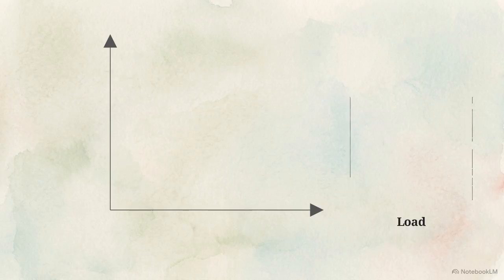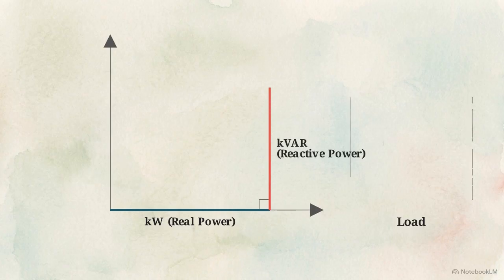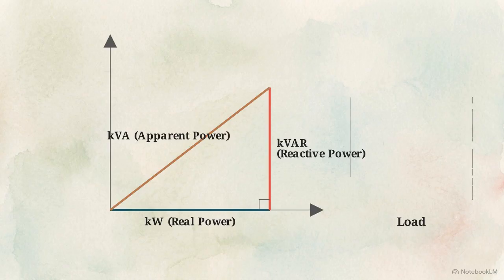The x-axis represents kilowatts, the real power consumed by the load. The hypotenuse represents kilovolt amps, the apparent power capacity demanded from the UPS. The angle between them dictates the power factor.